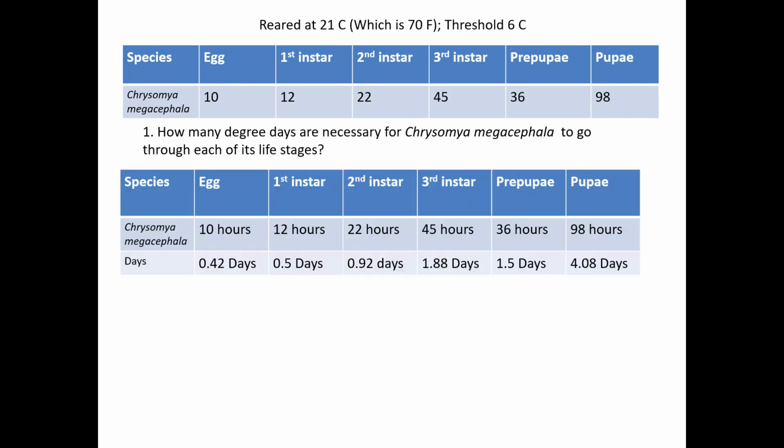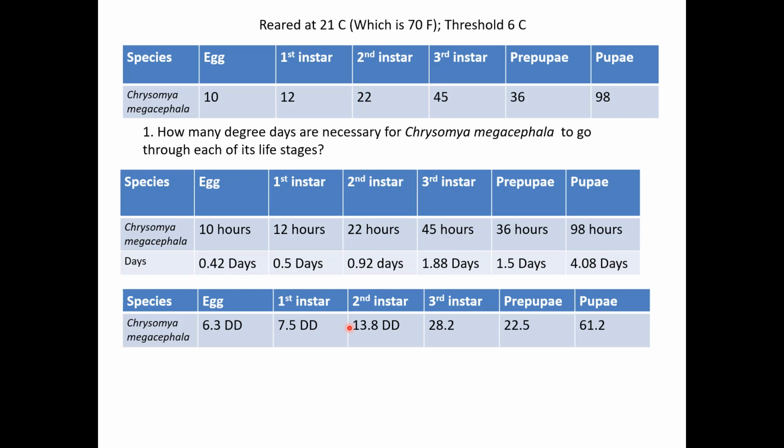So what we need to do there is we need to fill in our table. So in this case, just like we did before, we got the eggs. I've turned them into days by dividing by 24. So now we got the degree days. And then we go through our formula, average temperature minus the threshold times the unit of time. So our average temperature, 21 degrees Celsius. Threshold, 6 degrees Celsius. Unit of time is our days. Average temperature minus threshold times the unit of time. We get a table that looks like this. So for each egg stage, you get 6.3 degree days, 7.5 degree days, etc., etc.